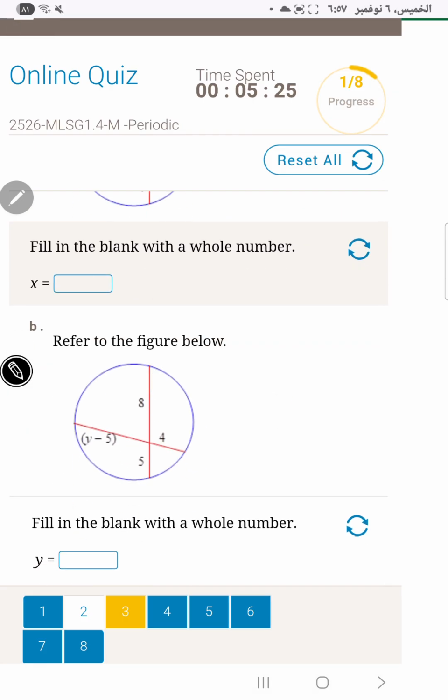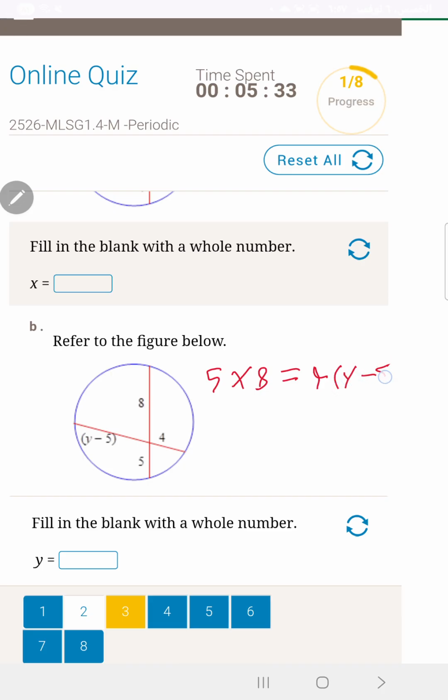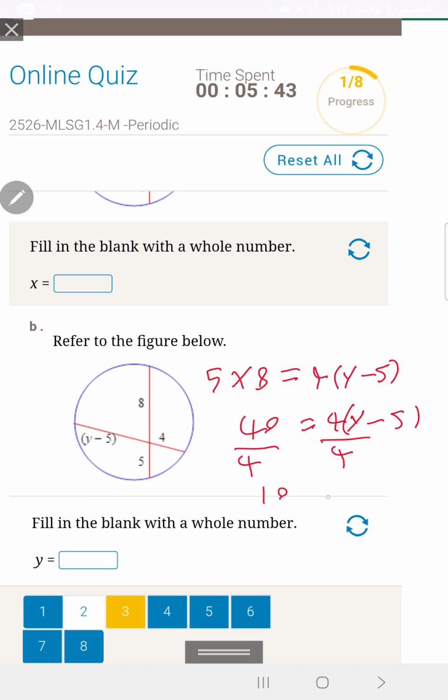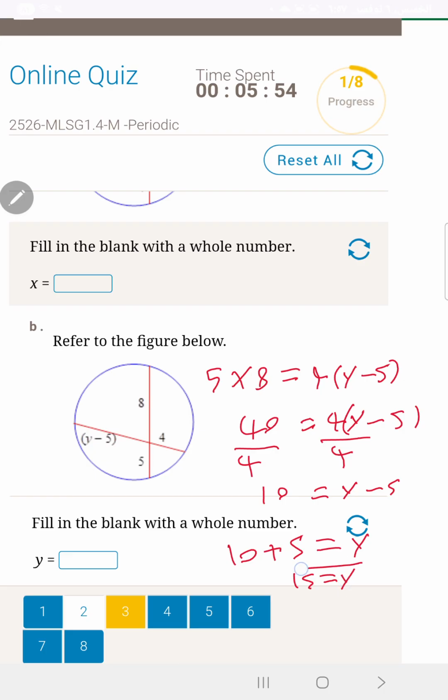For part B, we do the same thing. 5 times 8 is equal to 4 times y minus 5. So 40 is equal to 4y minus 5. Divide by 4 both sides. So we get 10 is equal to y minus 5. Take minus 5 to the left side. 10 plus 5 is equal to y. 15 equal to y.